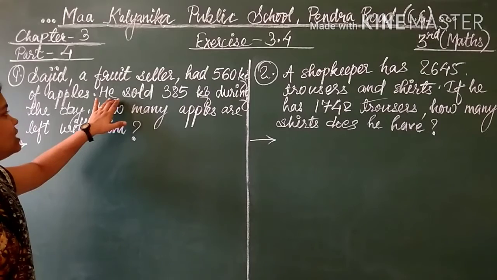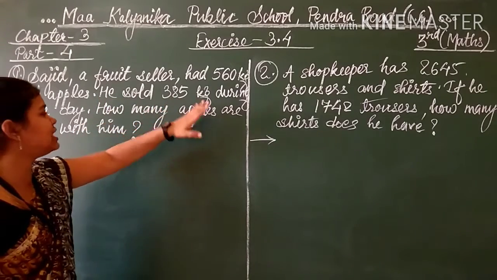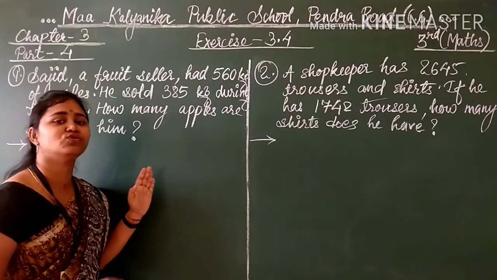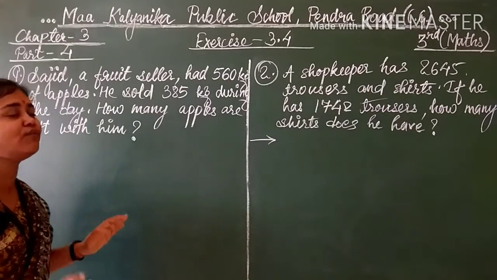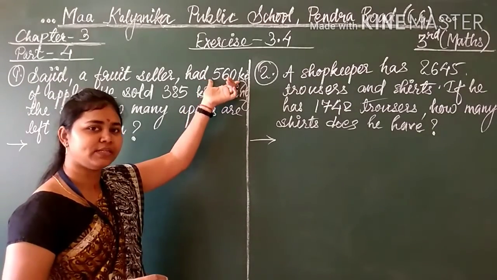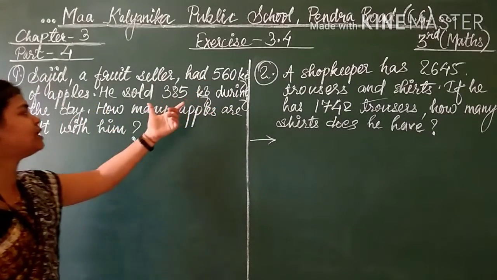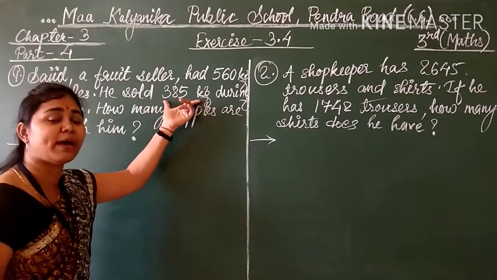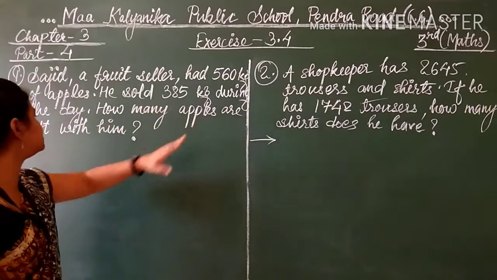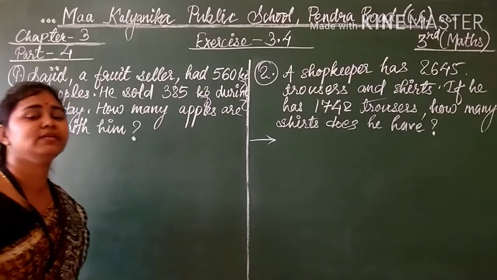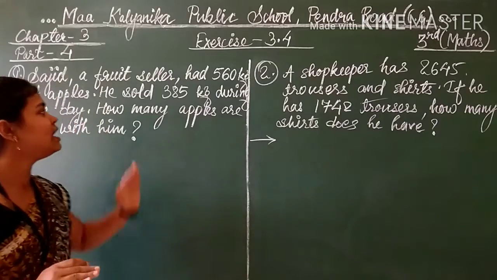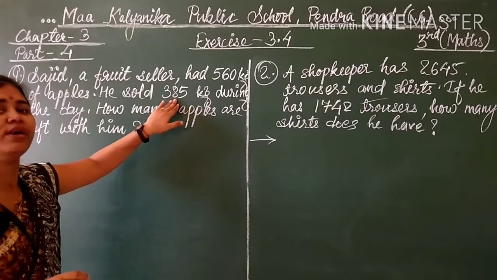Now it is given that he sold. How much has he sold during the day? On that particular day, he has sold 385 kg of apples. So it is given that this many kg of apples are present, and this many kg of apples are sold. Now the question is, how many apples are left with him? What is the quantity of the apples left with him after selling this many apples?